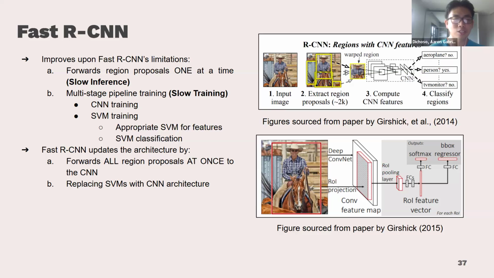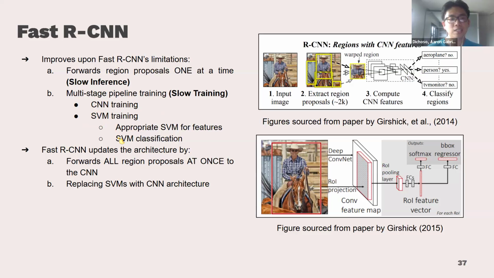So very time costly. Additionally, there is multi-stage pipeline training: you have to train the CNN and the support vector machine separately. Additionally, you have to train the support vector machines in two tasks. You have to train them to only use the appropriate features taken from the convolutional neural network, and you have to train them to actually determine the right classes.